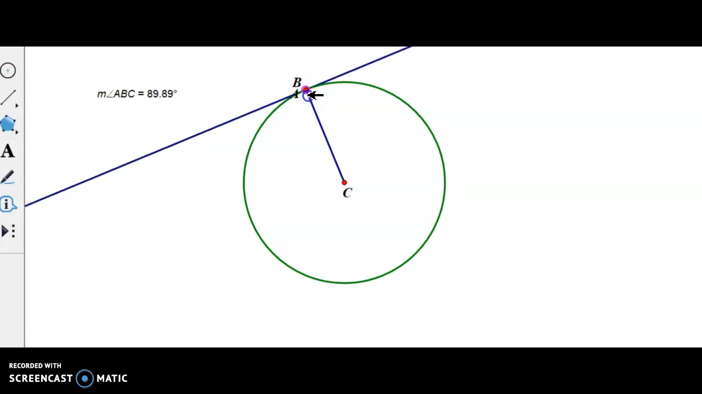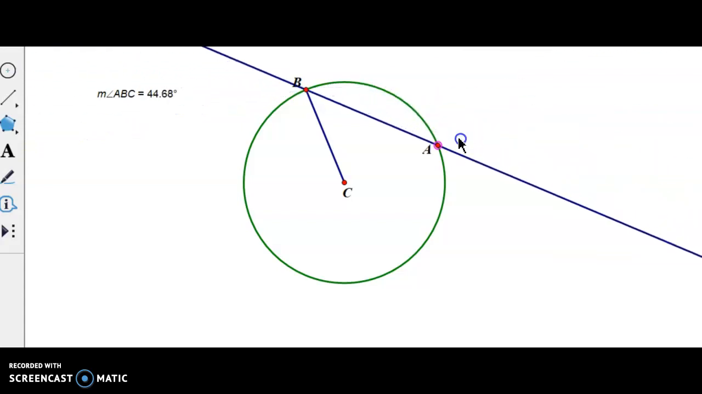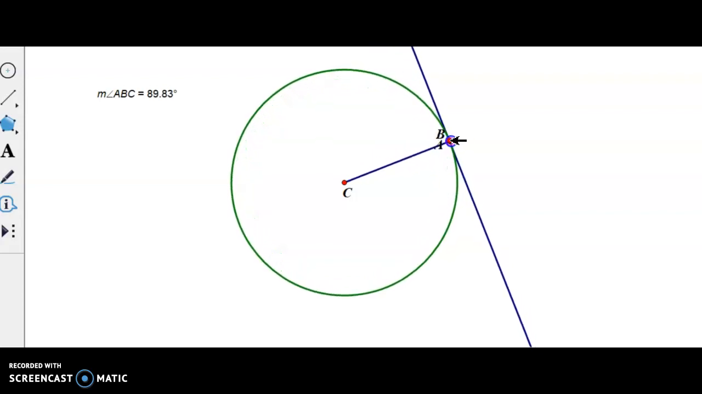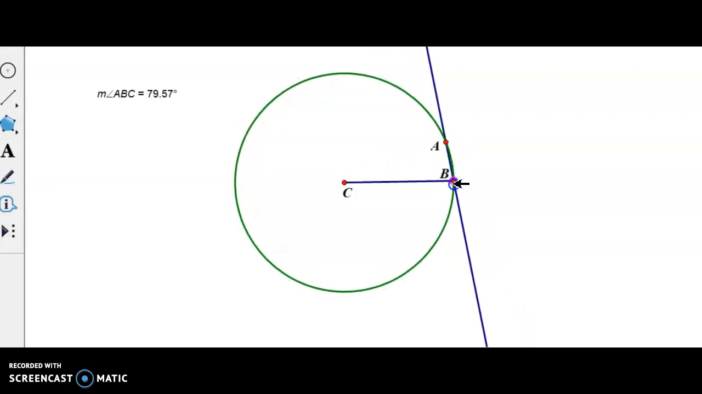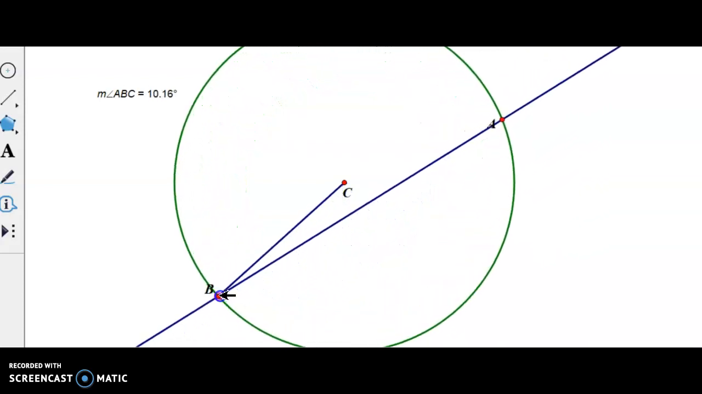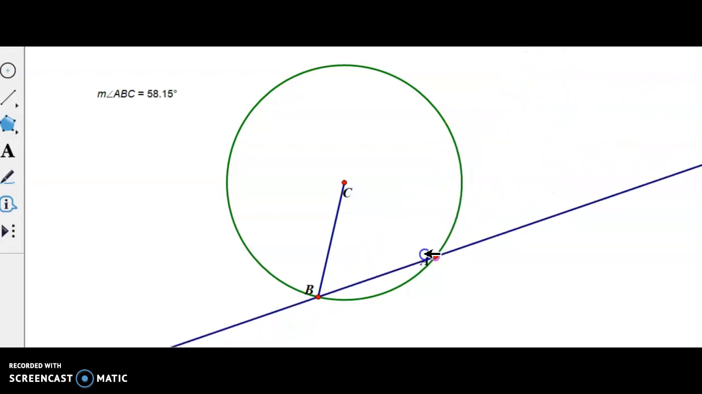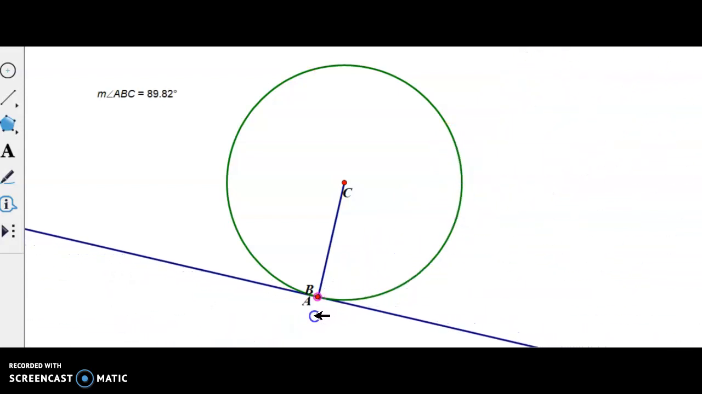It's really, really close to 90 degrees, isn't it? I wonder if that would still be true if I move point B. It's still almost 90 degrees. It seems like any time I make it not just a secant line, but a tangent line, that angle becomes 90 degrees. The tangent line is perpendicular to the radius. That forms a 90-degree angle.